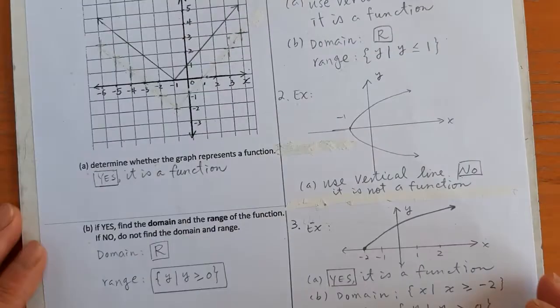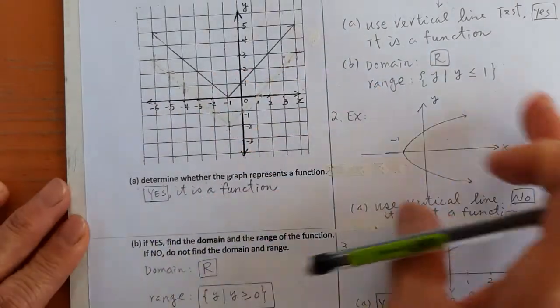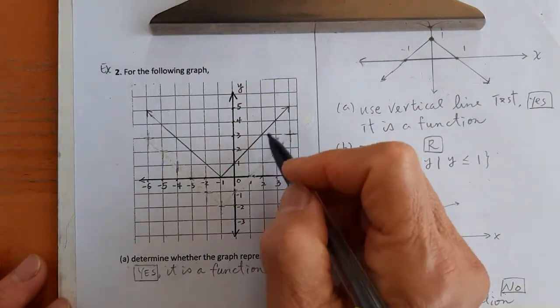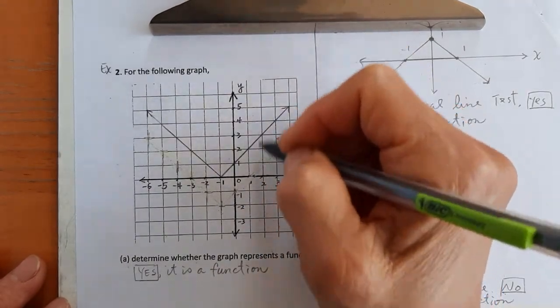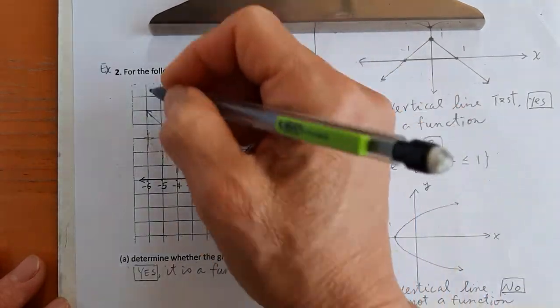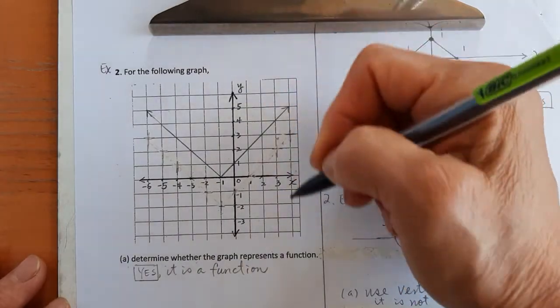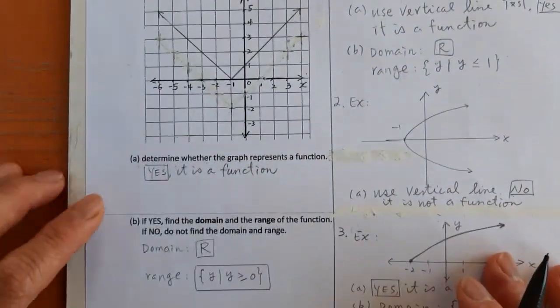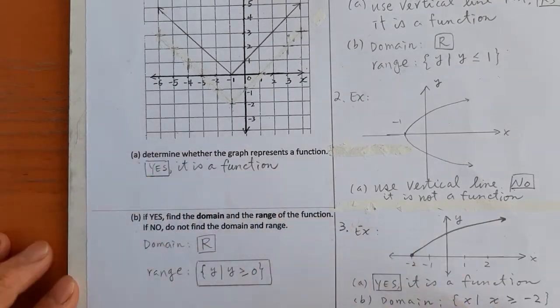So for this question, in order to determine whether this absolute value function is a function, use the vertical line test. The line encounters the graph at exactly 1 point. So it is a function.